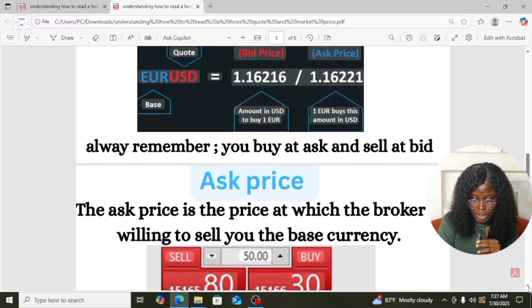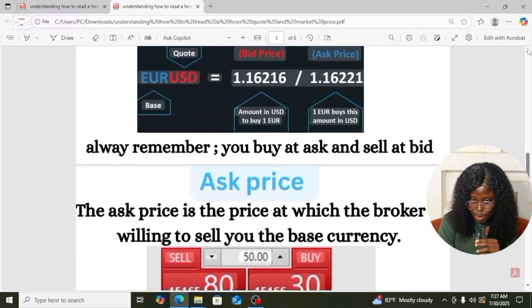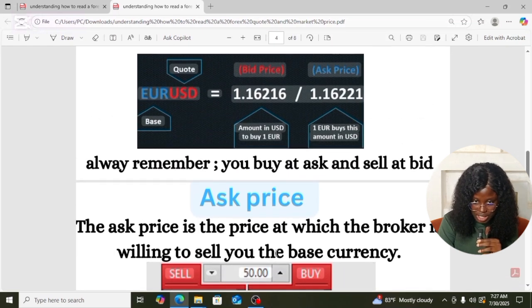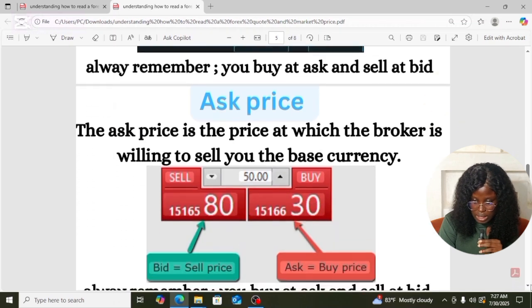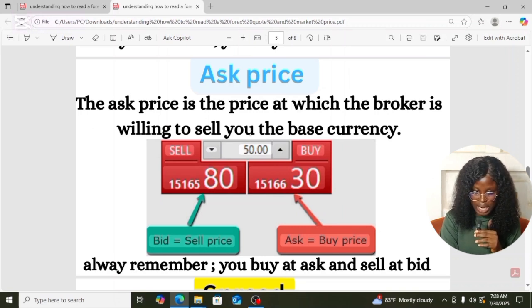As we continue, we begin to understand more and more. So let's go to the ask price. We already saw bid and ask, but now this is an ask price, and I want to explain what an ask price is. The ask price is the price at which the broker is willing to sell you the base currency.